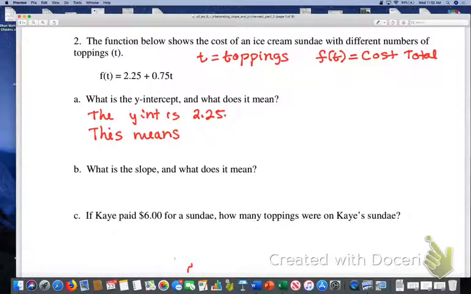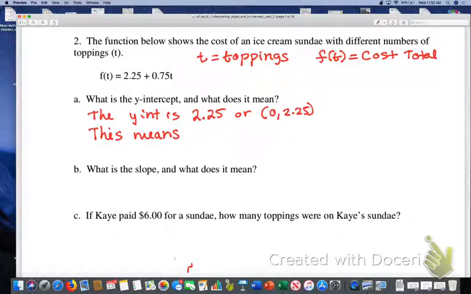Because this is really, you know what? This is a better way to look at it. What is the ordered pair? You could say 2.25, or in a y-intercept, what is your x? 0, 2.25. This means, what does the 0 represent? What does the 2.25 represent?